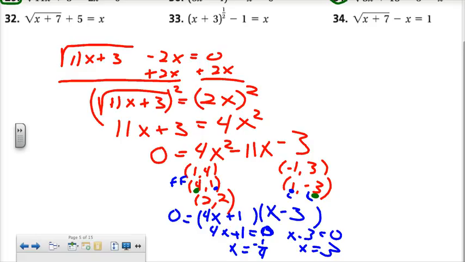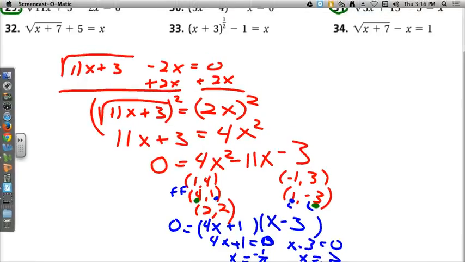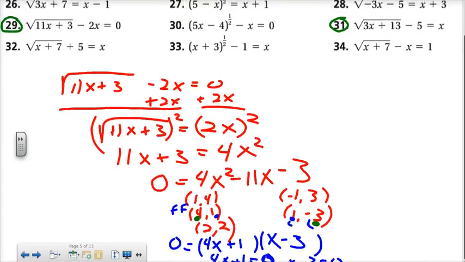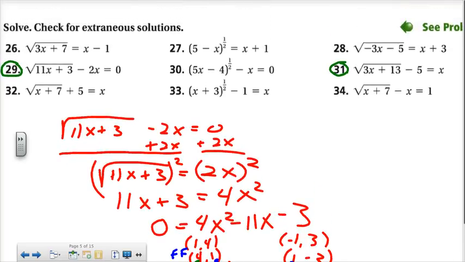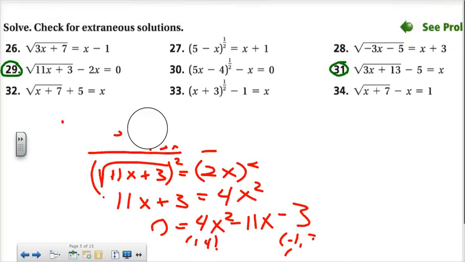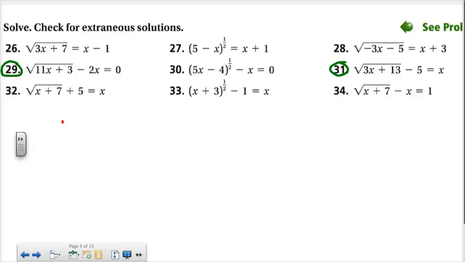I'm not going to bore you with that. I am going to tell you that one of those does not work. So you can go ahead and check those, and then you can throw out the one that does not work. And that, again, is going to happen when we raise to a power in order to solve. It's just one of the effects that happens.